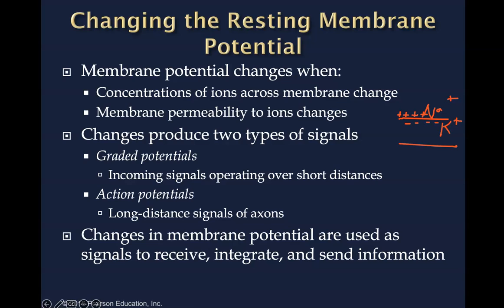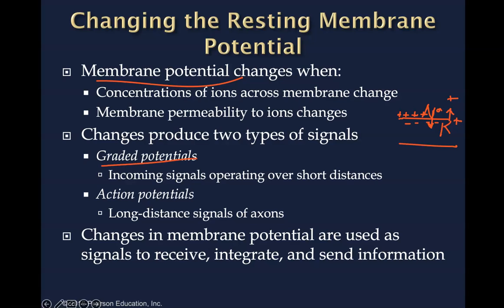So again, when we have a change in membrane potential that has to occur for either a graded potential or action potential to occur, we're going to need to change these concentrations of these ions across this membrane. And then the membrane permeability, obviously, to these ions is going to have to change to allow these ions to move down their concentration gradients, whether it be sodium into the cell or potassium out of the cell. So changes again in this membrane potential can produce 2 types of signals that we're going to talk about.